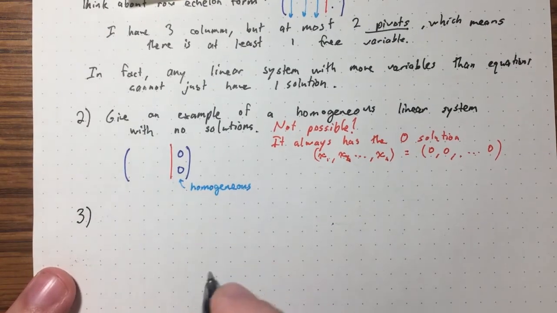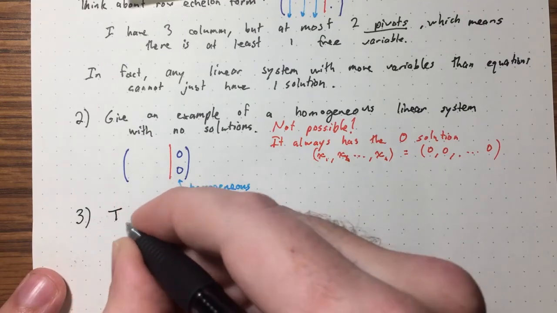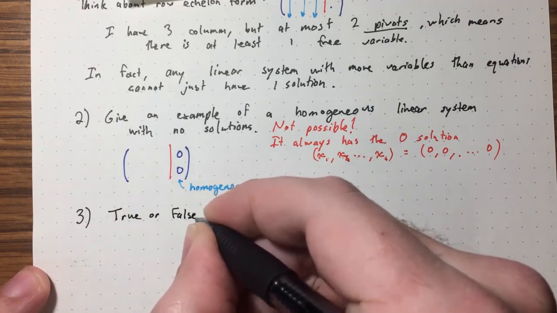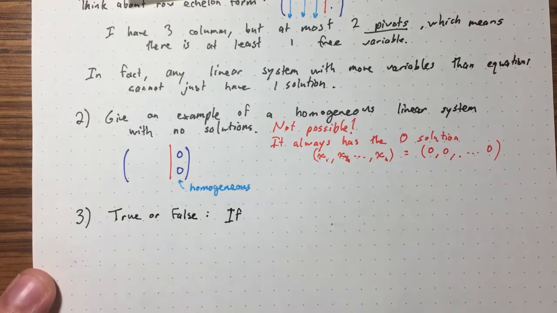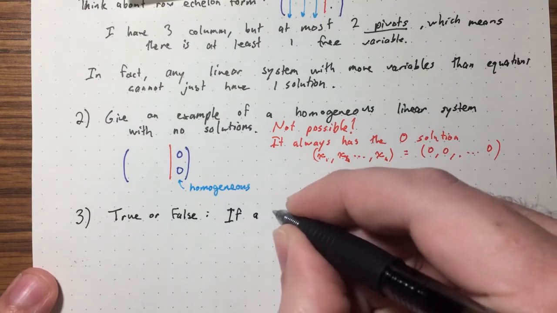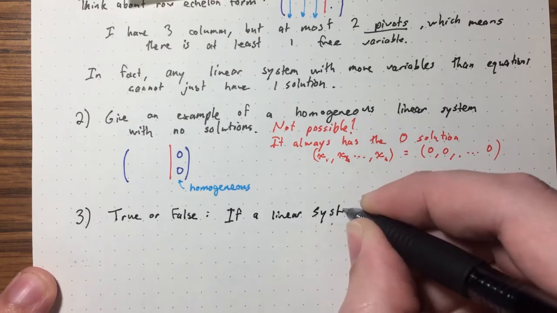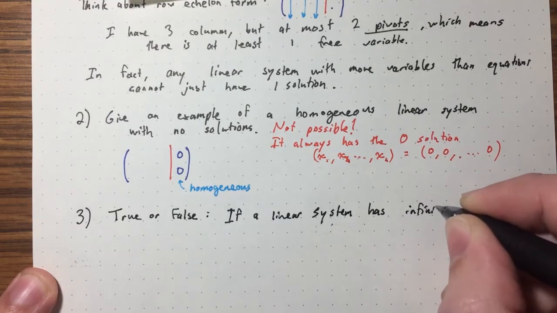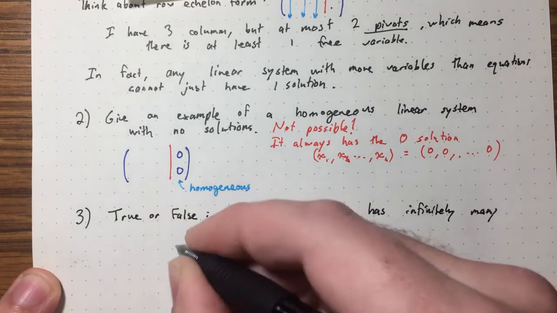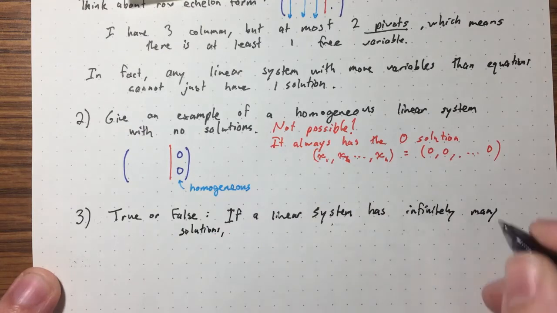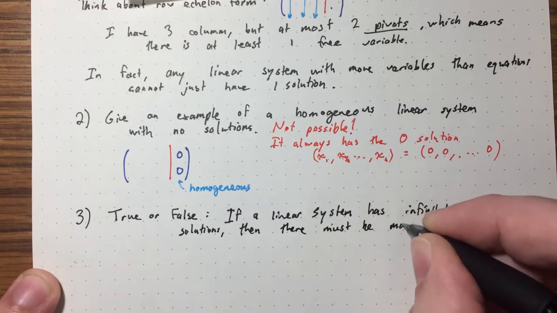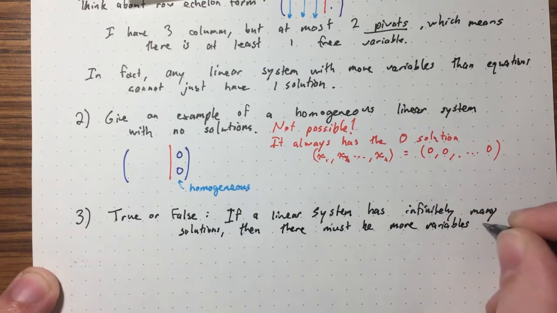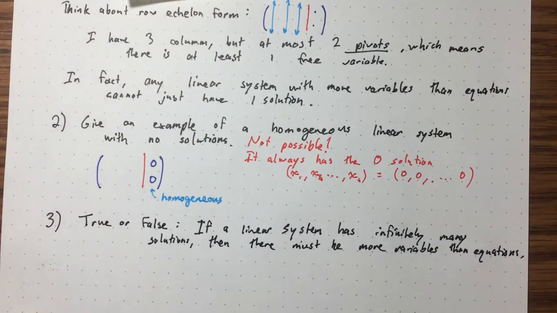Okay, let's do another problem. So how about a true or false question? So true or false? Okay, so let's suppose we have a linear system with infinitely many solutions. So if a linear system has infinitely many solutions, then the claim is, then there must be more variables than equations. Okay, so try to think about this one for a bit.